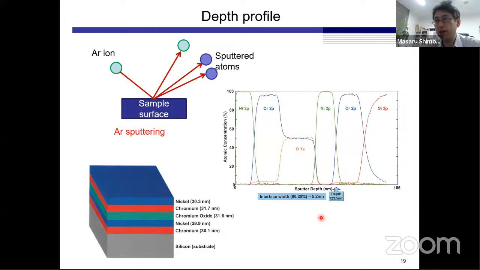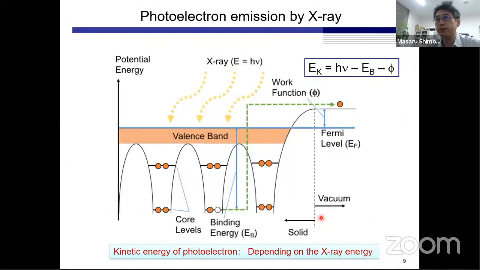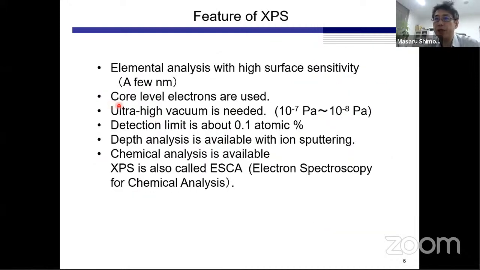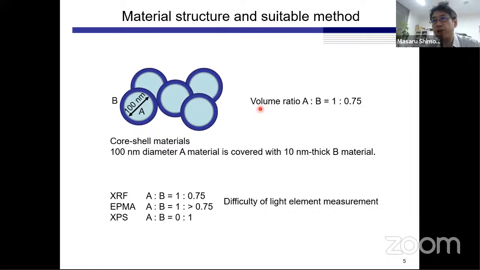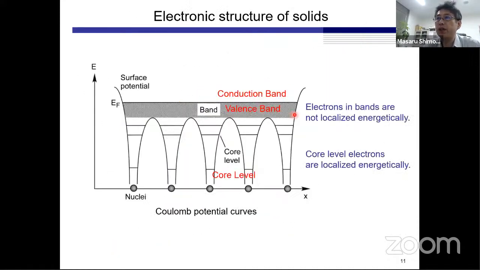As written here, XPS can be measured only for core level electrons. Hydrogen has only band electrons, so it becomes broad. Hydrogen itself cannot be measured. And also for CC bonds and CH bonds, their chemical shift is almost close to zero. So we cannot distinguish CH and CC from the XPS core level spectrum.